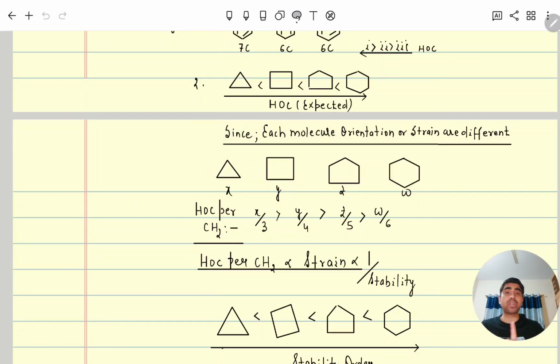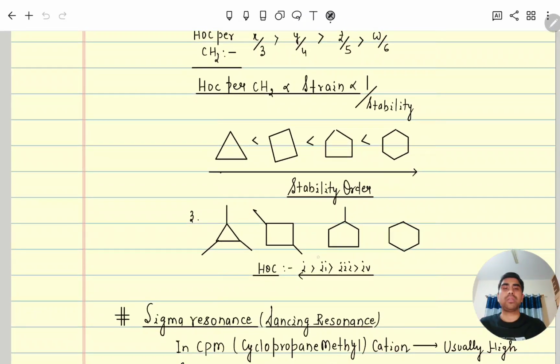So bare angular strain did not properly discuss the stability of these cyclo compounds. Who discussed the stability of all those cyclo compounds? Heat of combustion value. So the more the heat of combustion, the less the stability. This is less stable, and here heat of combustion is relatively less, so it is more stable. That's why 6-member cyclic compounds are more stable than 5, 5 is more stable than 4, and 4 is more stable than 3. Clear? Next, moving further.